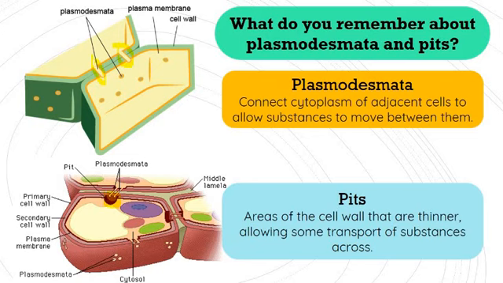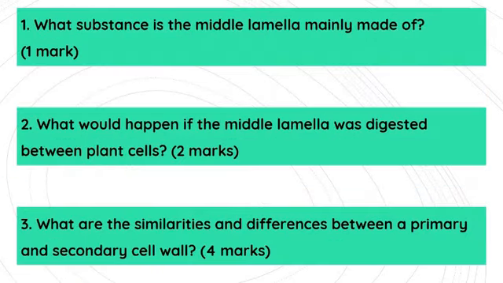Now, if you're feeling confident, I'd like you to use your table. Otherwise, I'd like you to hide all your notes and try and answer these questions. We start off nice and easy. What substance is the middle lamella mainly made of? After this, we need to think of an application. What would happen if the middle lamella was digested between different plant cells?